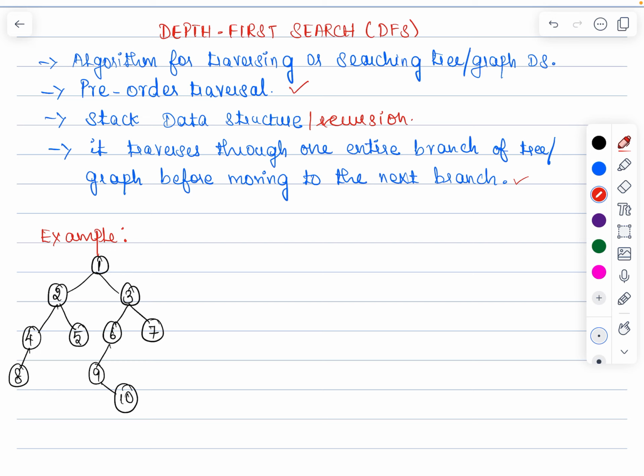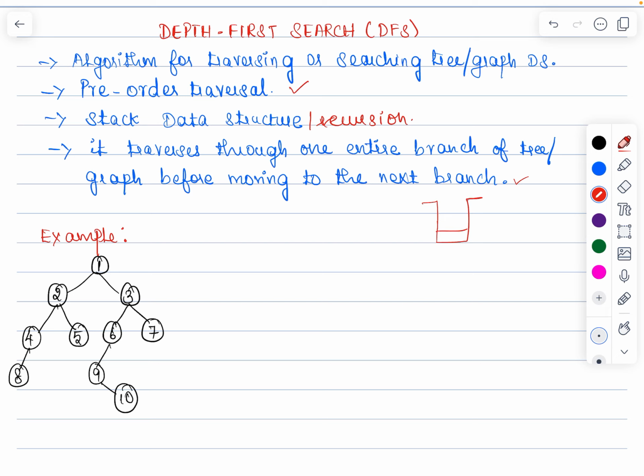DFS is similar to the pre-order traversal, and it uses the stack data structure or recursion. If you take BFS, it used a queue data structure to implement, but here DFS uses the stack data structure to implement. So, we all know about the stack. The stack is a last in, first out data structure. This is how the stack data structure would look.